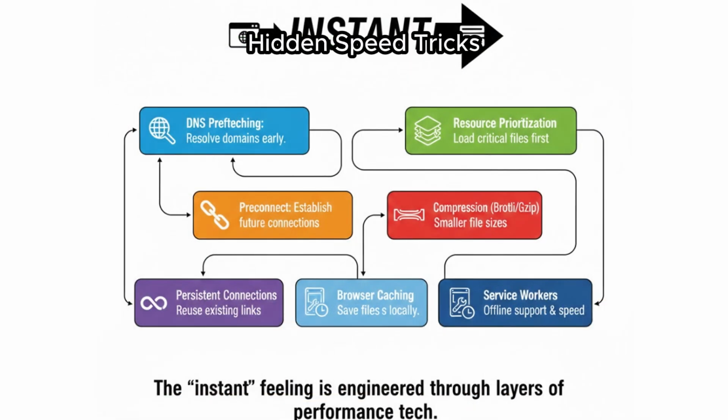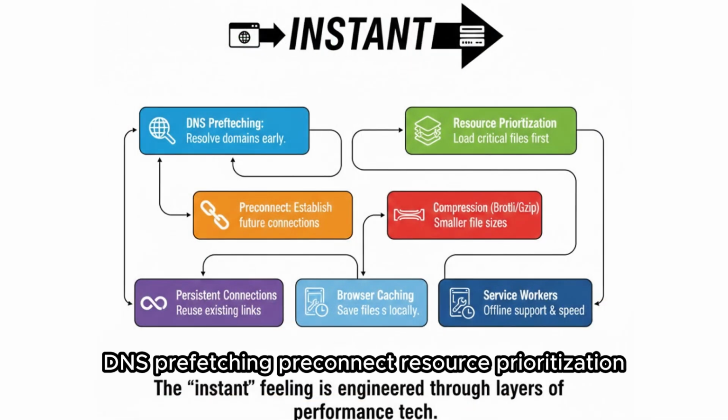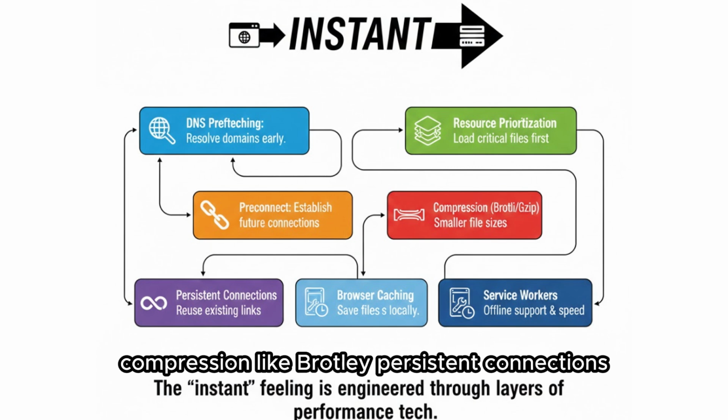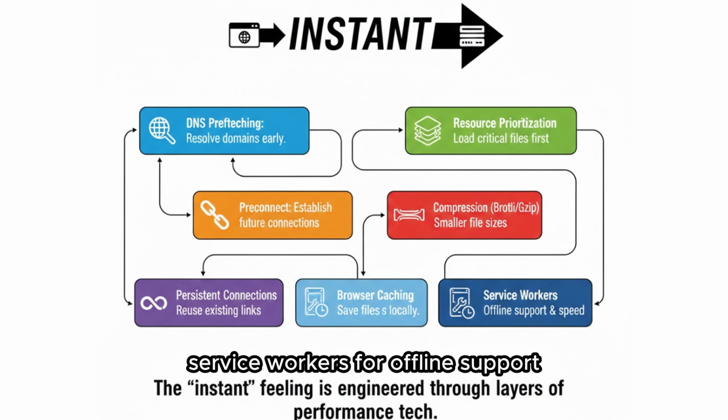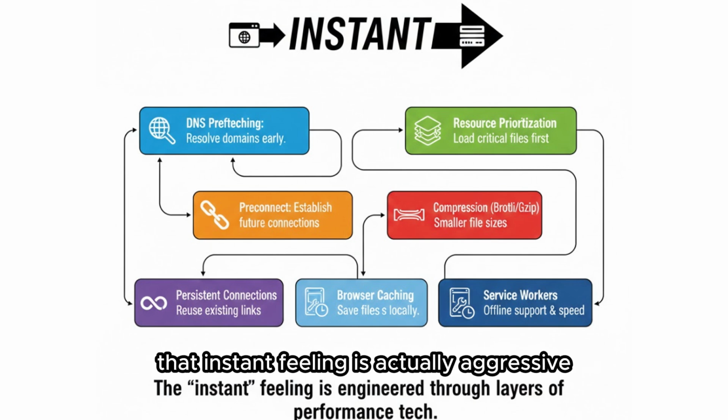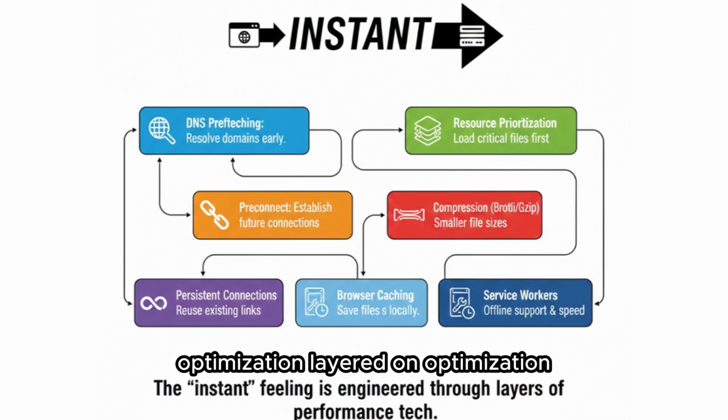Hidden speed tricks. There's even more happening. DNS prefetching, pre-connect, resource prioritization, compression like Brotli, persistent connections, browser caching rules, service workers for offline support. That instant feeling is actually aggressive optimization layered on optimization.